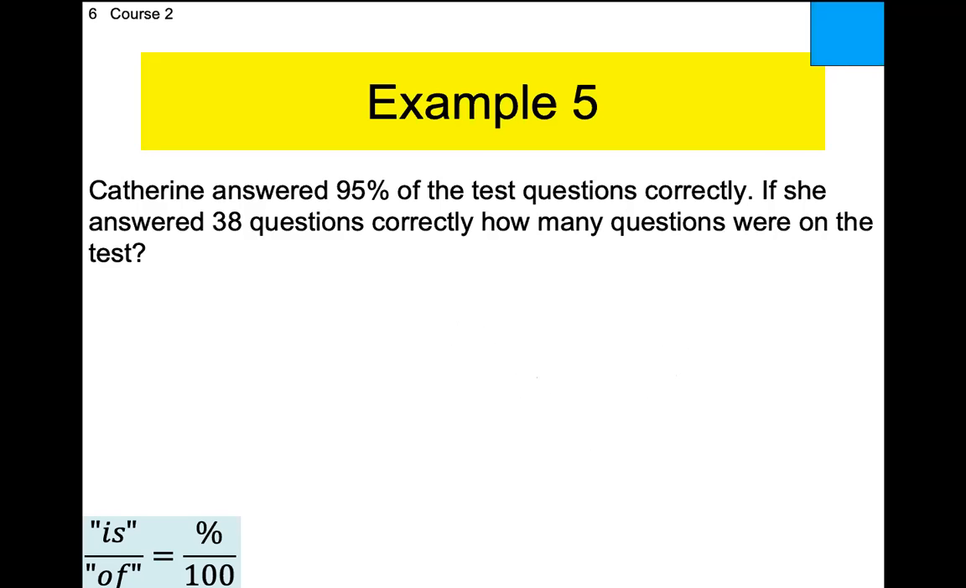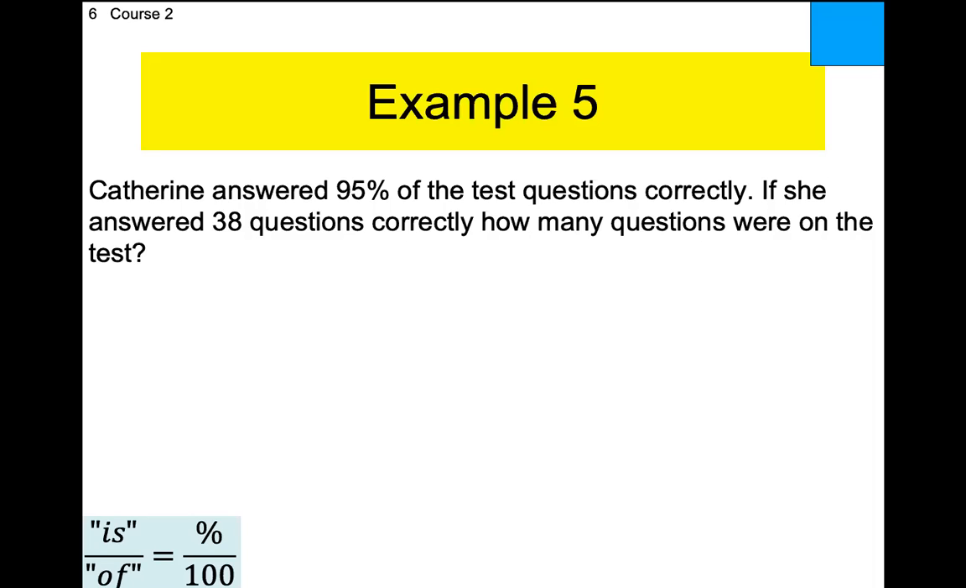Okay. Moving on. Box 6. There's 3 of these left, and then we'll call it a day. It says Catherine answered 95% of the test questions correctly. So therefore, she got an A. If she answered 38 questions correctly, how many questions were on the test? Ooh, challenging. Here's the problem. 38 is of something. Is 38 an is or an of? No, it's 38 of something else. You see how he logically figured that one out?